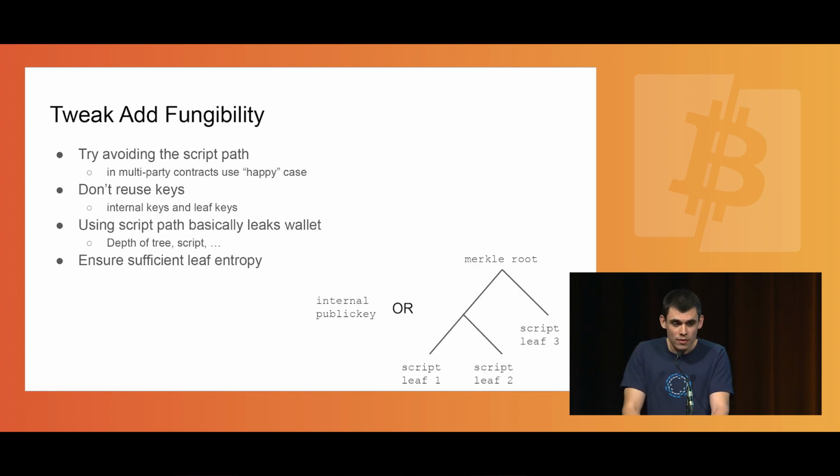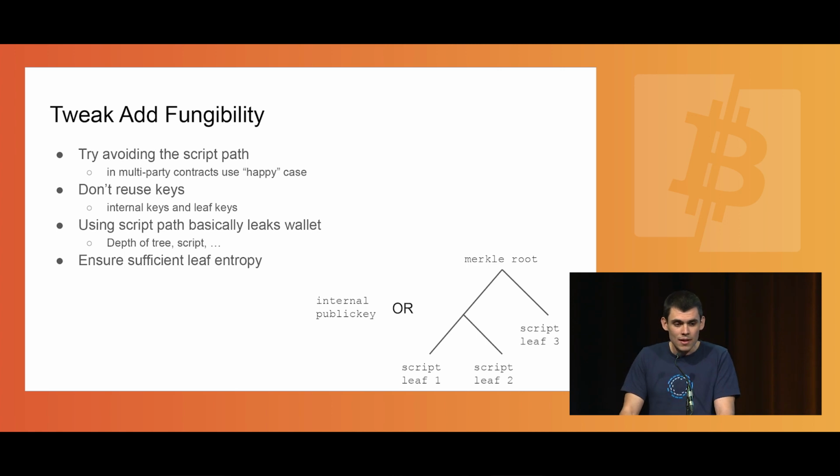there are maybe some problems with fungibility, because if you use a script path spend, this already reveals quite a lot of information. So in general, you really want to avoid using the script path at all. If you have some kind of multi-party contract, you generally try to get all parties to agree on what the end state of the contract is, and then let everybody sign using key aggregation instead of having to fall back to these script paths. Also, as has always been the case with Bitcoin, never reuse keys. This holds both for the internal key, but also all the keys that you eventually have in leaves.